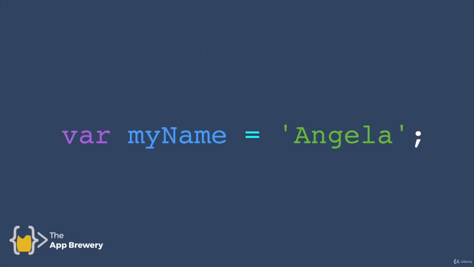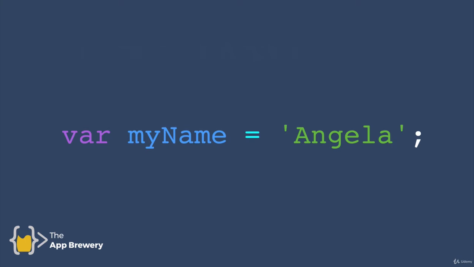So the full line of code would look something like this. var is a keyword that says I'm creating a variable. Then I give that variable a name. So in this case, it's called my name. And I set what that variable is equal to. So in this case, it's Angela.